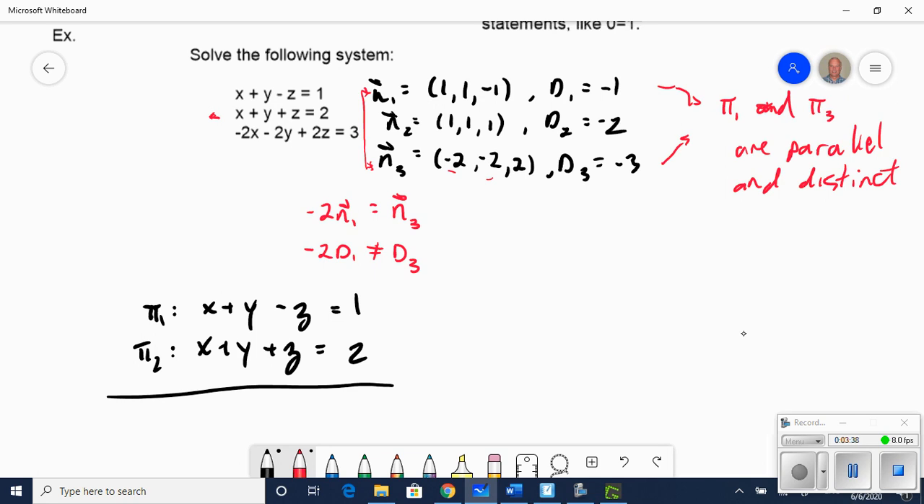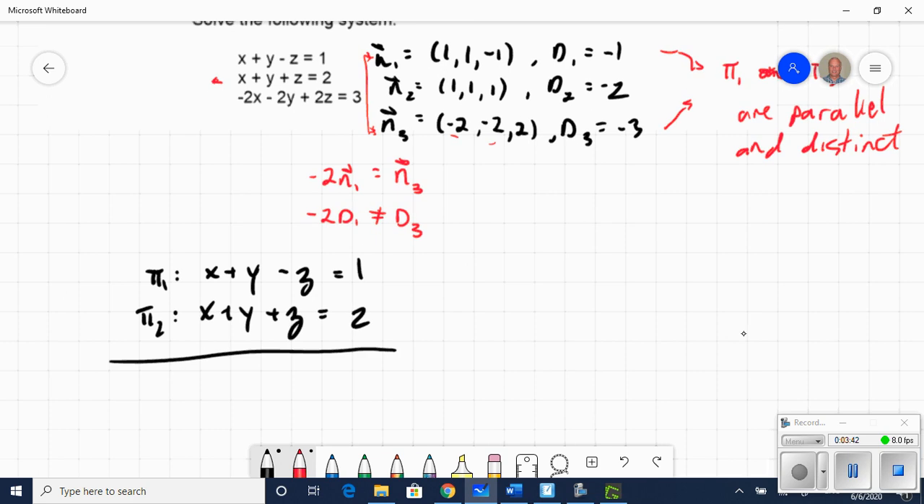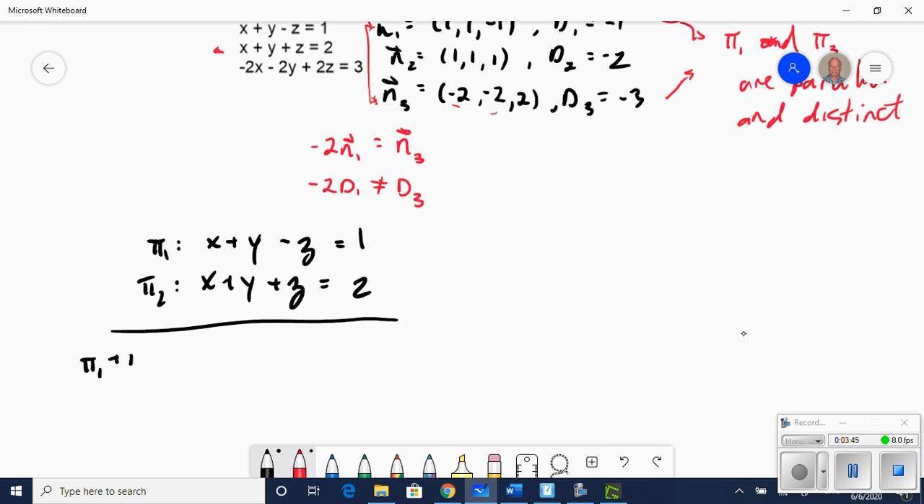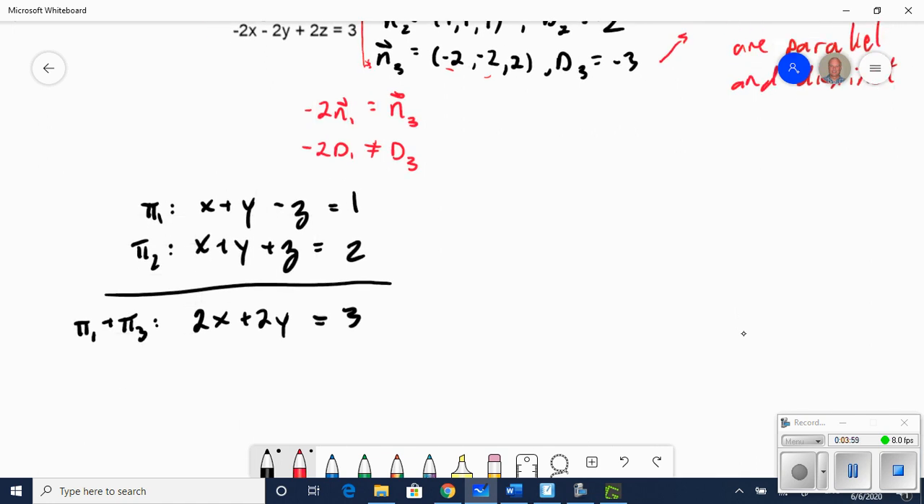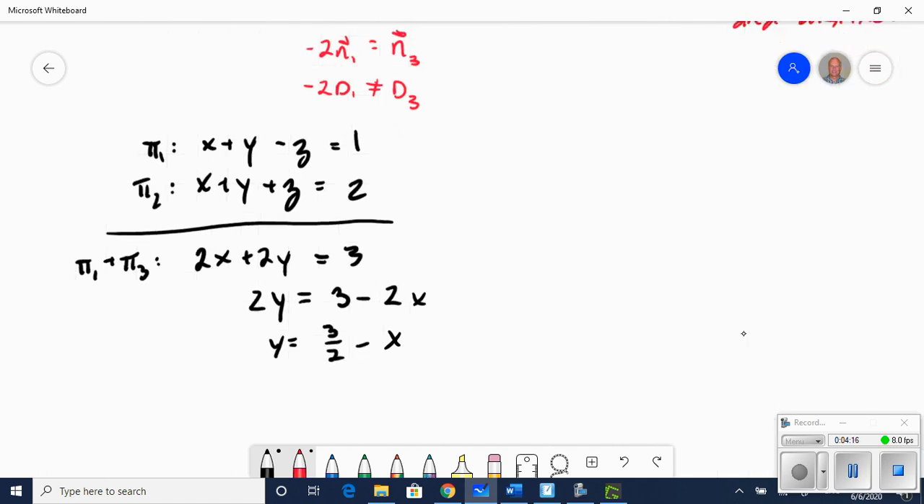Now, if I add these planes up, what do I get? I'm going to eliminate my z's, and I'll have 2x plus 2y equals 3. The reason I add these and don't subtract is that I'm looking for this line of intersection, and adding leaves me with x's and y's. I'll solve for y, and I'll have y equals 3 over 2 minus x. Now let's introduce the parameter. I'm going to let x equal t, so y equals 3 over 2 minus t.